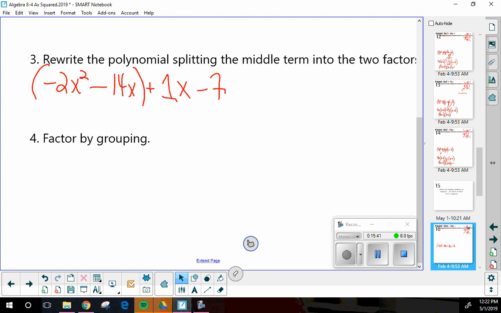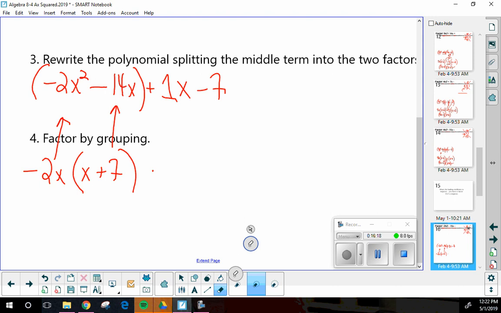So here, this is negative, so I'm going to factor out a negative 2x. Now, what do I need to multiply negative 2x by to get negative 2x squared? And that's just an x squared. And then this would be not x squared, just x. And this would be a positive 7, because negative 2x times positive 7 gives me a negative 14x. And then on this next one, I'm going to factor out a negative 1 out of here.